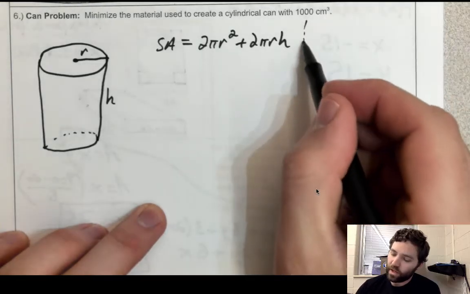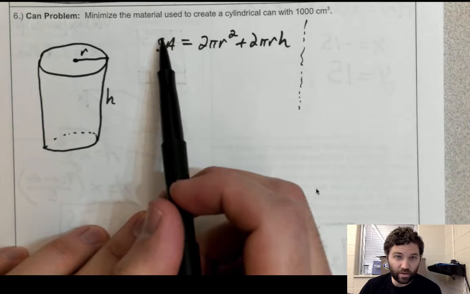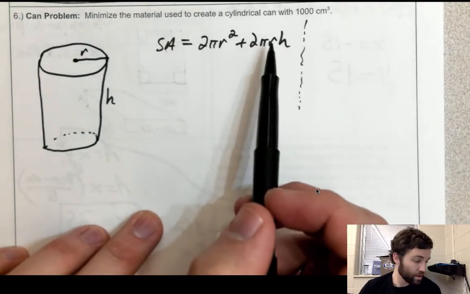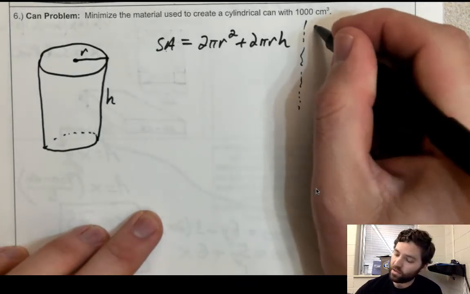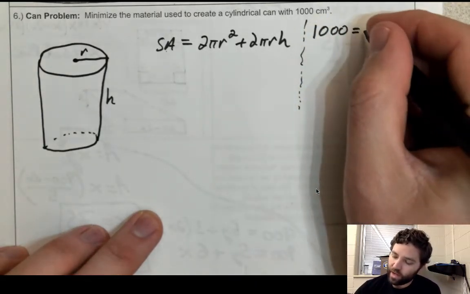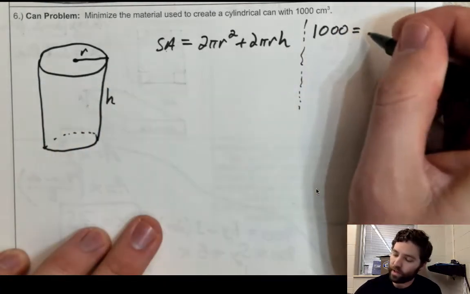We're also going to use, this is, again, a situation where we're trying to optimize surface area. We have two variables. We need another equation to help us out. So I'm going to take and use volume as my other equation. Volume is going to be equal to pi r squared h, the area of the base, which is pi r squared, times the height. So pi r squared h.